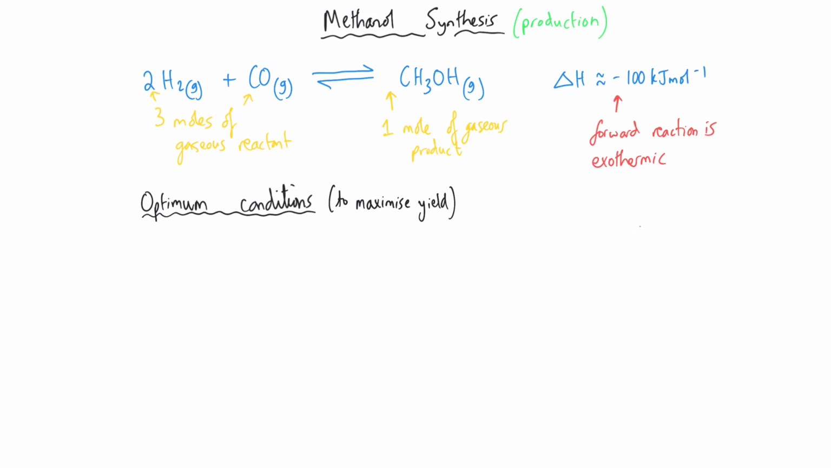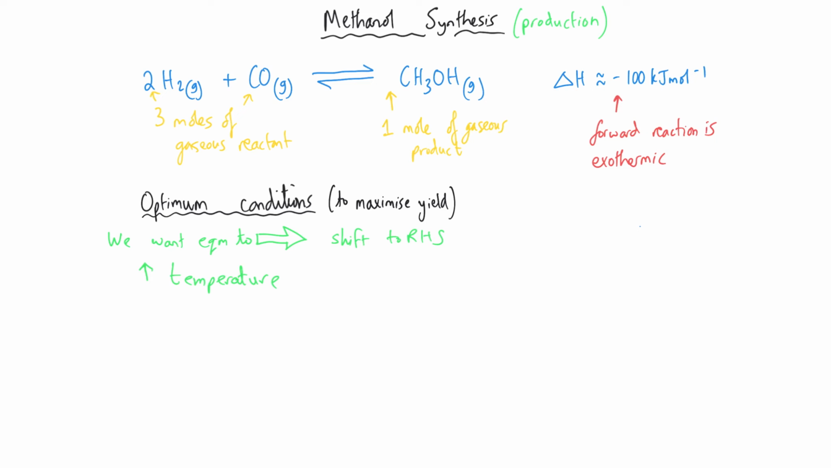So we need to think, first of all, about what we want the equilibrium to do. Whatever we do to the chemicals, however we manipulate the conditions, we want to make the equilibrium shift to the right-hand side. So the equilibrium needs to be shifting in the forwards direction. Now, the forwards direction involves an increase in temperature because it's exothermic when we look at that delta H value.